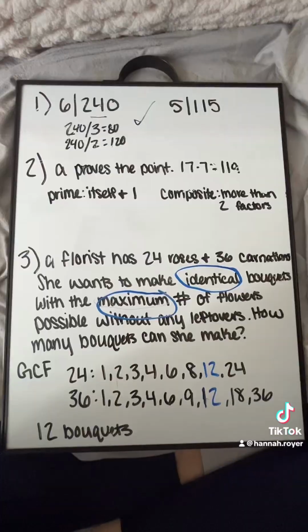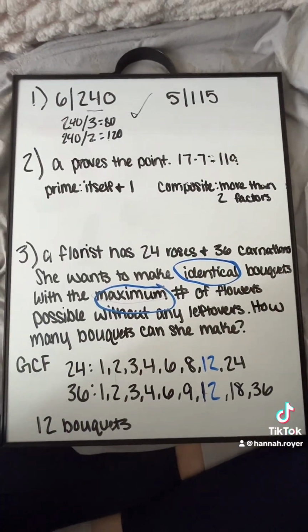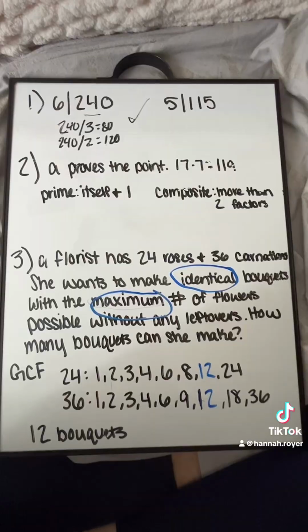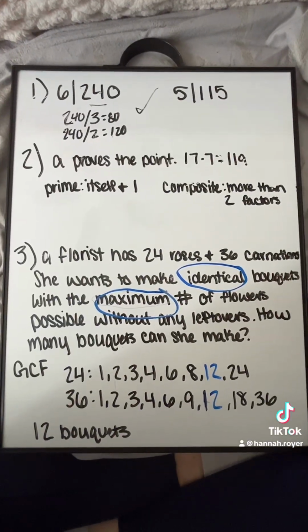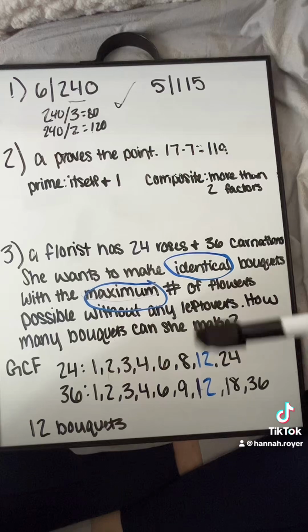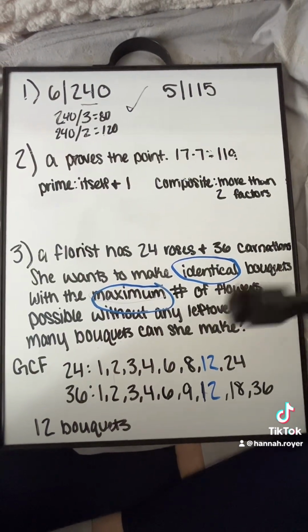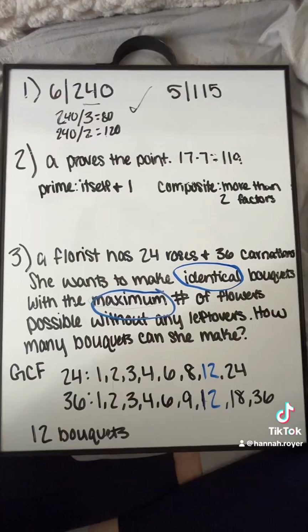For number 3, I chose a word problem. It says, a florist has 24 roses and 36 carnations. She wants to make identical bouquets with the maximum number of flowers possible without any leftovers. How many bouquets can she make?